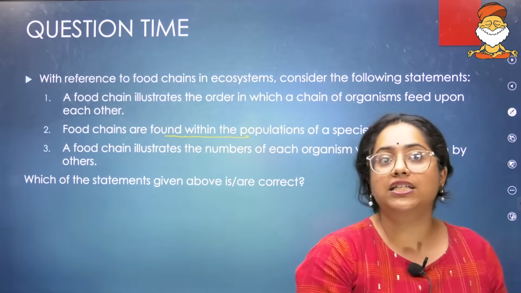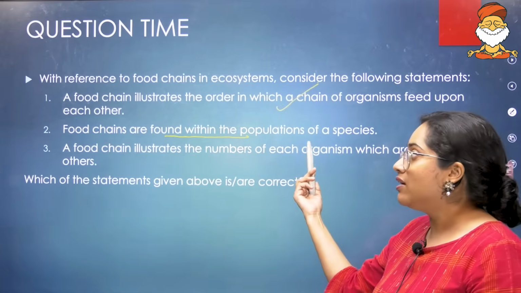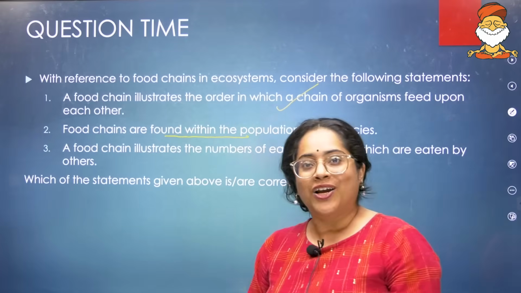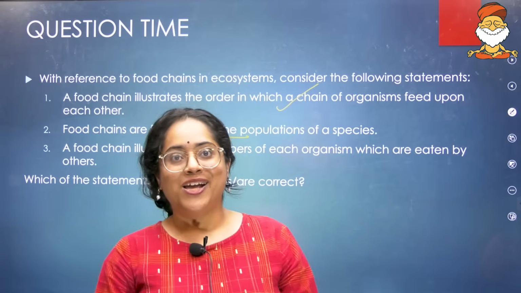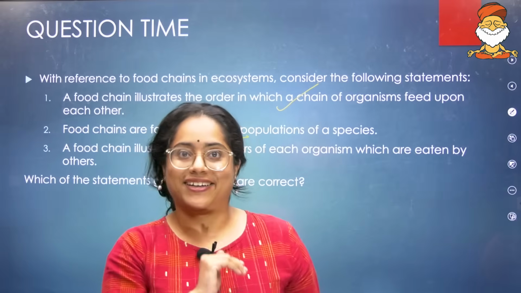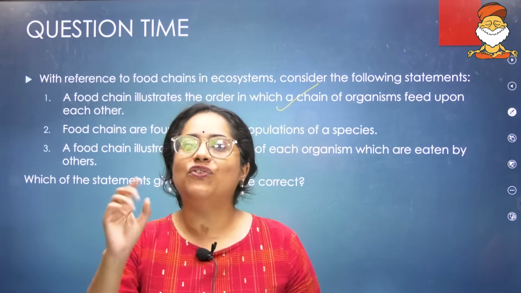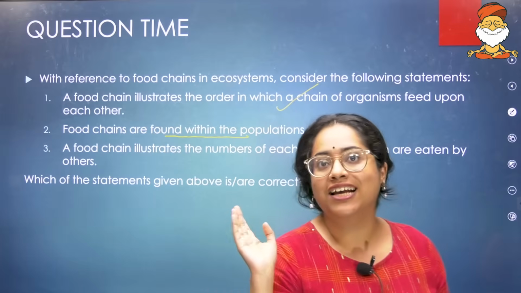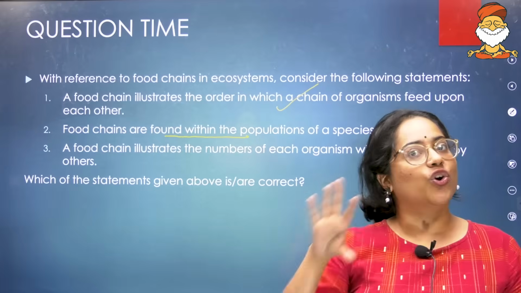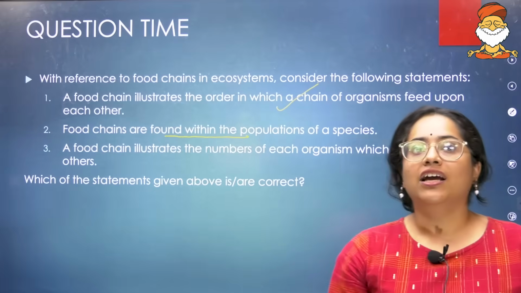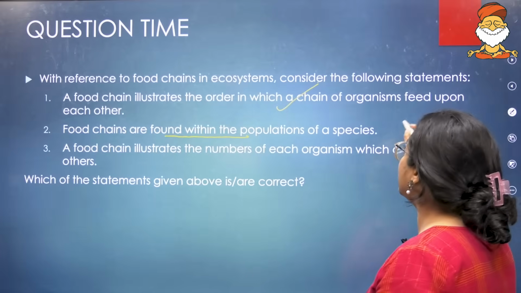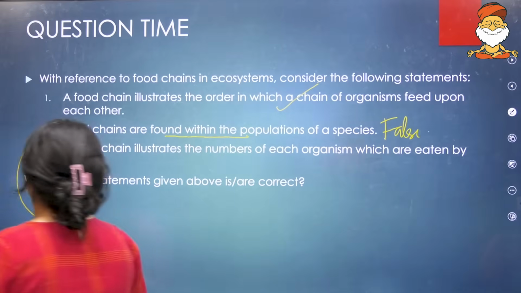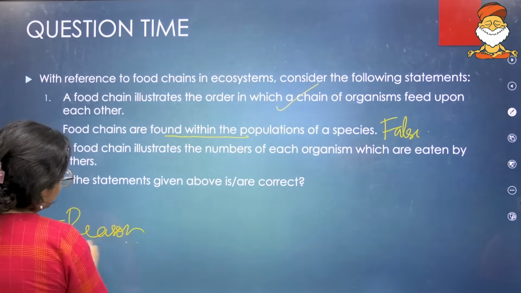The first one says it is in the order, which is a correct thing. Food chains are found within the populations of a species. It is not possible to find food chains within the population. Now you have to tell me in the comments why. Why is it not possible for food chains to be found within a population? It's a very simple thing. We've already discussed this. If you've understood niche and you've understood all of this, you would know the answer for it. So tell me, food chains are found within the population of a species. The statement is false. It cannot be the case. But the reason you have to let me know in the comments.